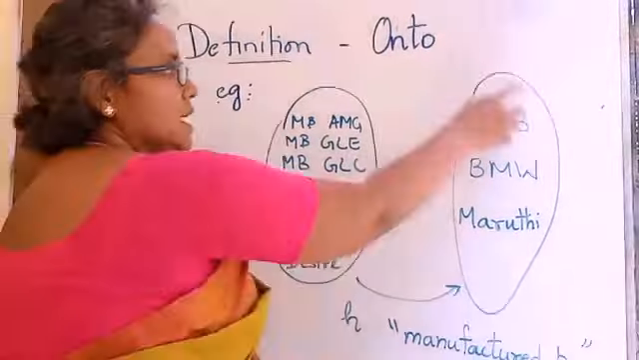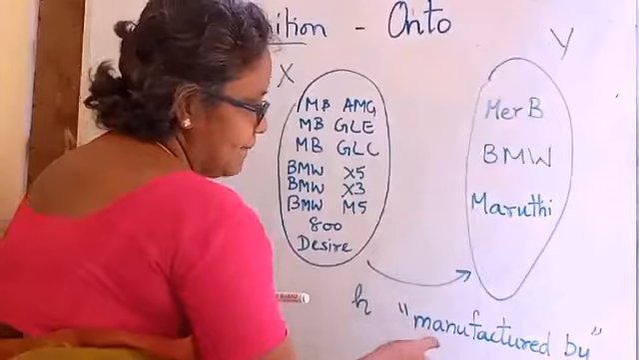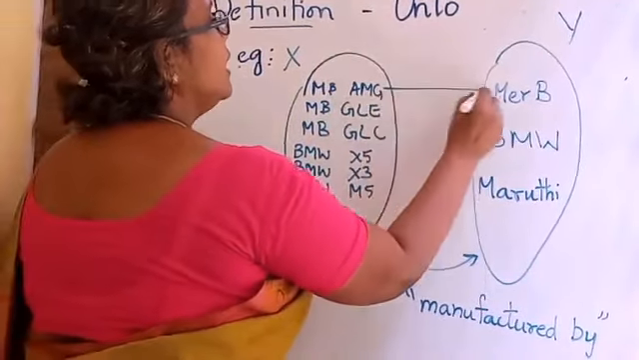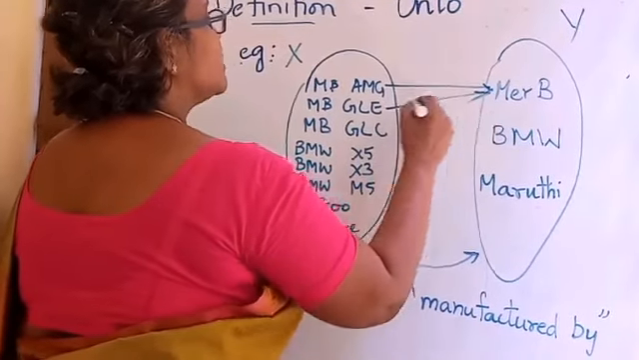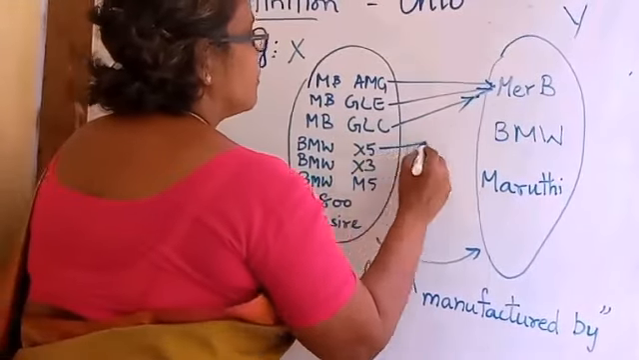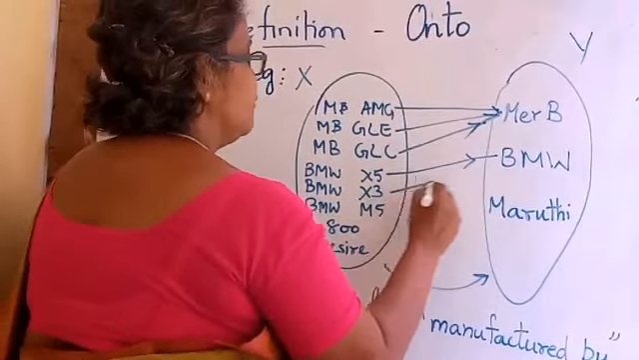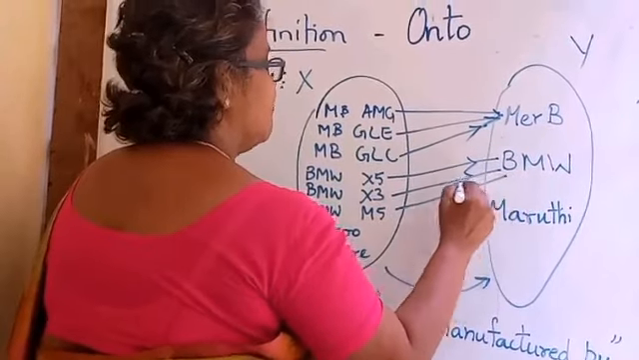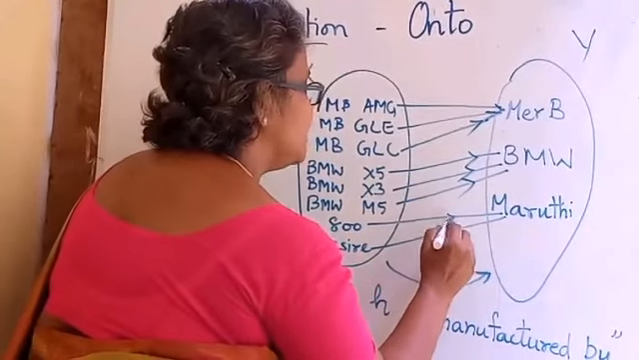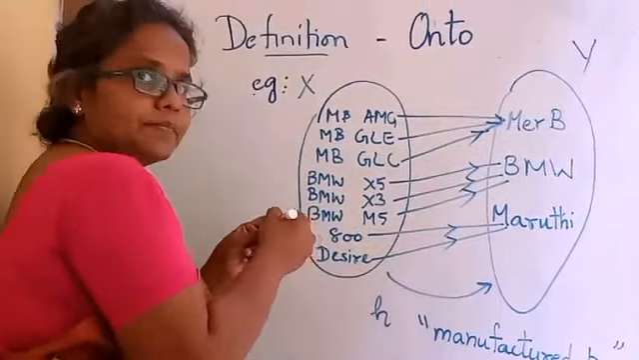What are the elements present within the codomain? Mercedes-Benz, BMW and Maruti. Only three elements are present within the codomain. Now let's show a mapping based on manufactured by. So MB, AMG is being manufactured by Mercedes-Benz, likewise GLE, GLC. Then BMW models are nothing but X5, X3 and M5. 800 and Desire are models being manufactured by Maruti.